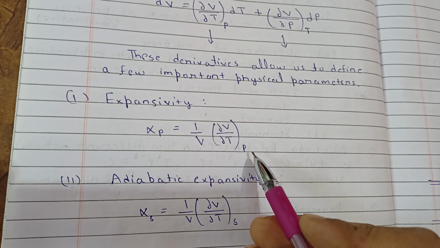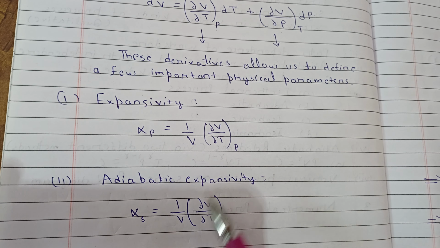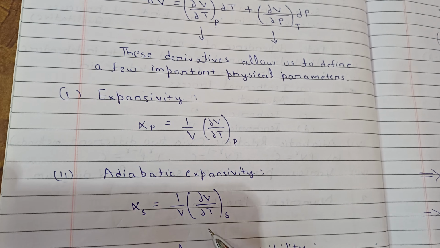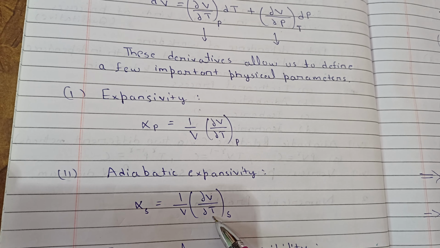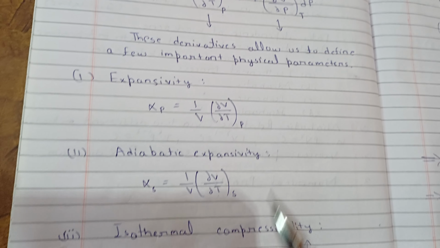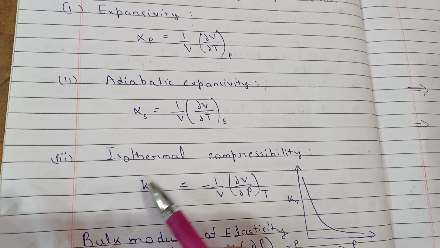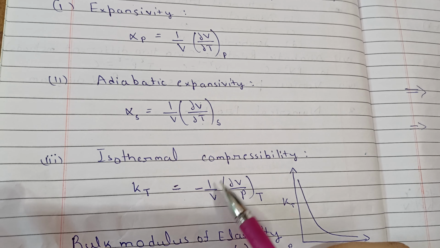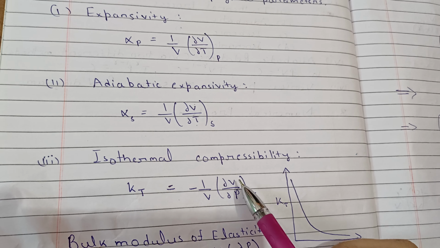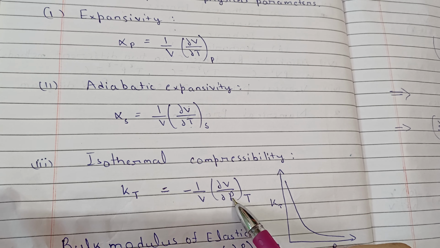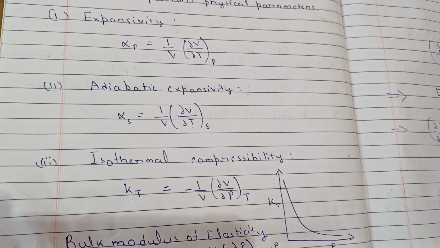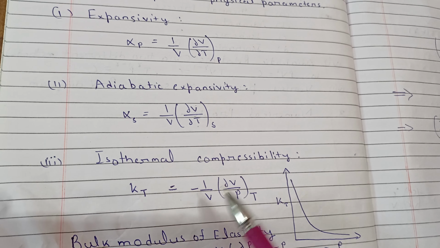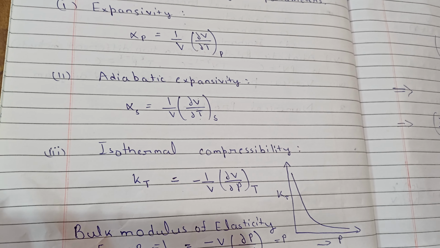Now see, this is your expansivity at constant pressure, where volume is changing with temperature. If volume is changing with pressure, then it will decrease. That will define the compressibility. So this is your coefficient of compressibility, defined as minus 1 upon V del V by del P at constant T. Now the volume is decreasing with pressure, so that's why we have put the negative sign outside. So this is the formula for compressibility at constant temperature.